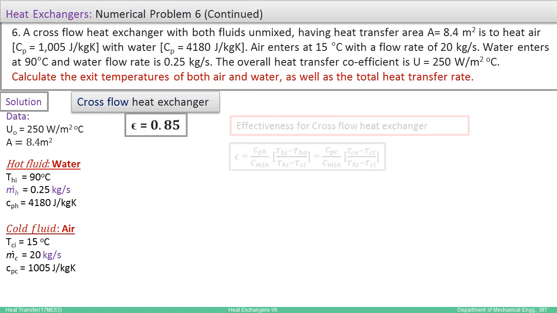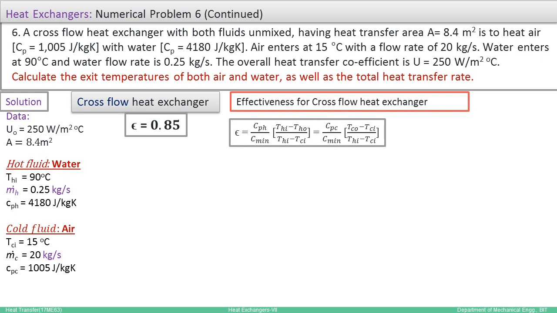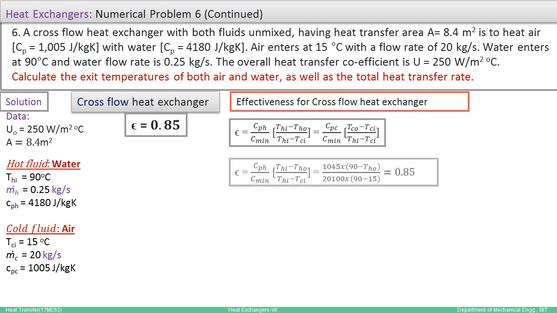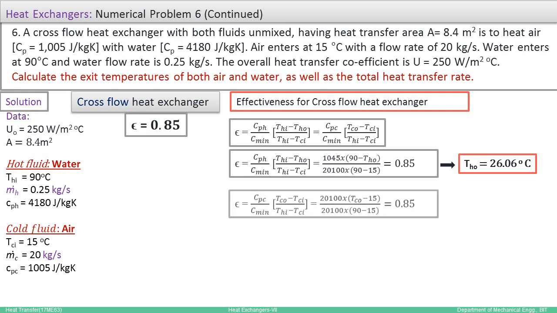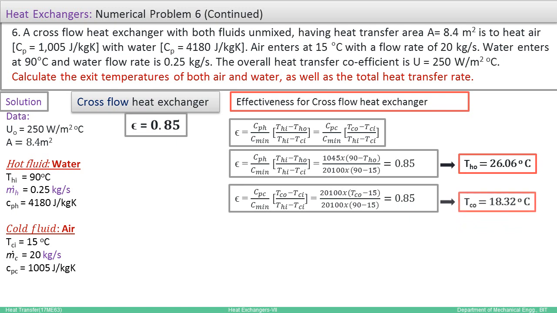And using this value we can find out the exit temperatures and also the total heat transfer rate by using the definition of effectiveness. The same method is tried out as the previous one. Effectiveness is 0.85 this time, and we have different values of CPC and C minimum or C maximum. Using those corresponding values we can arrive at THO, exit temperature of hot fluid, and similarly exit temperature of cold fluid.